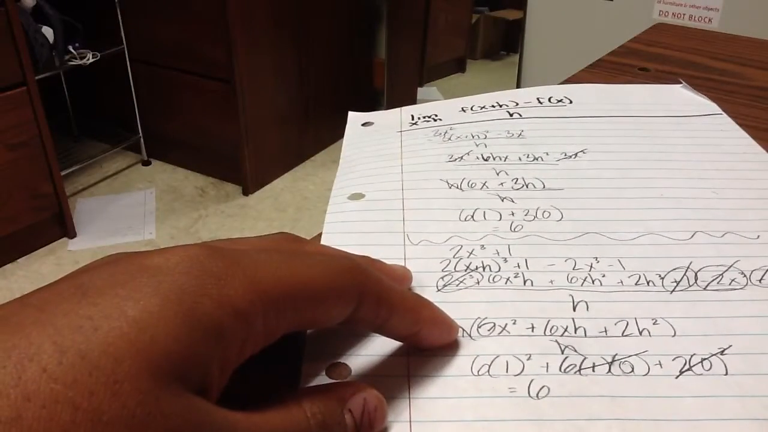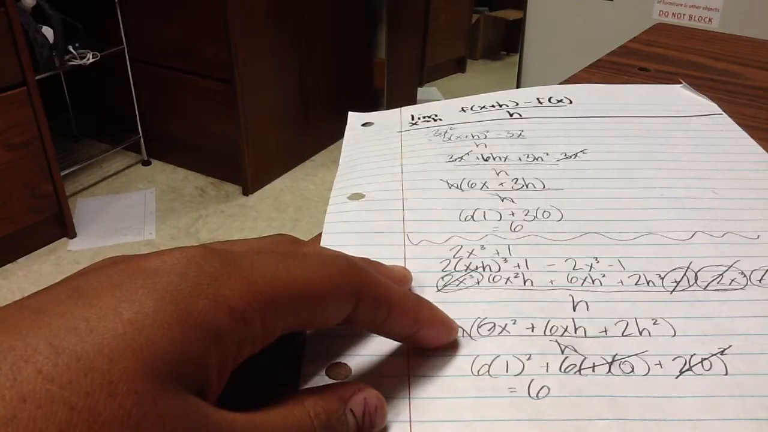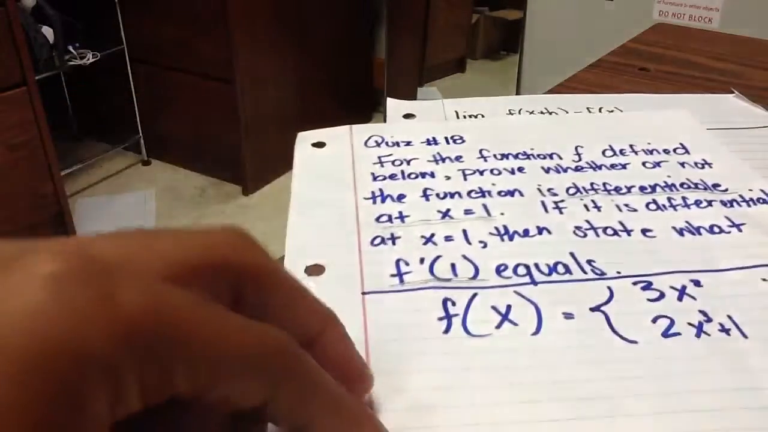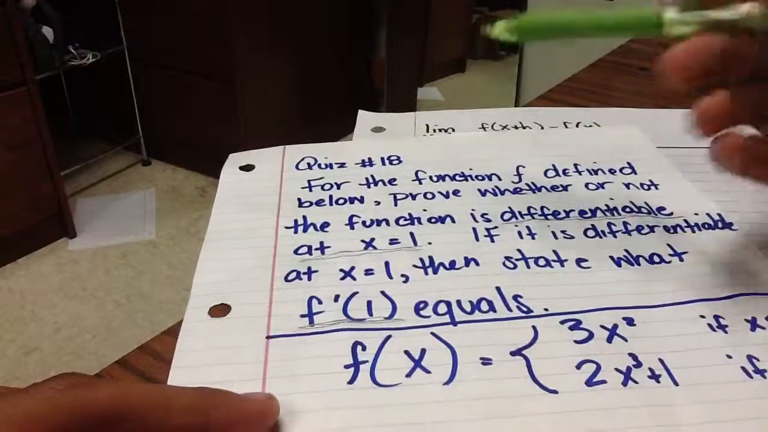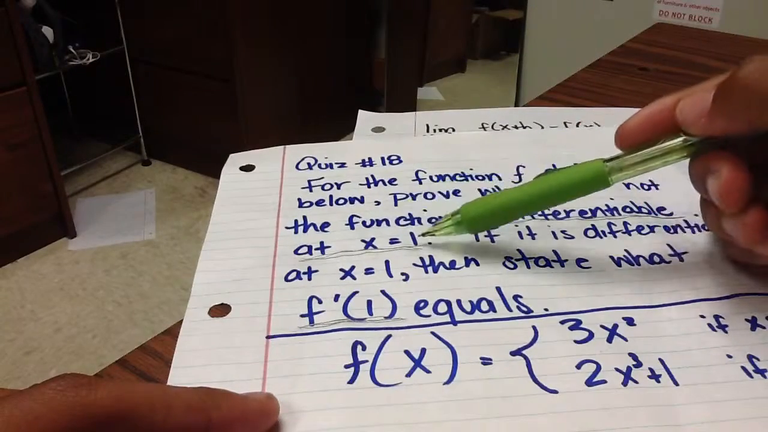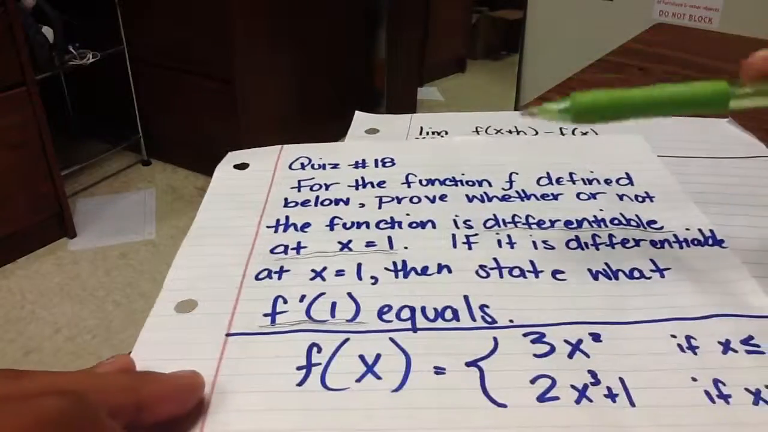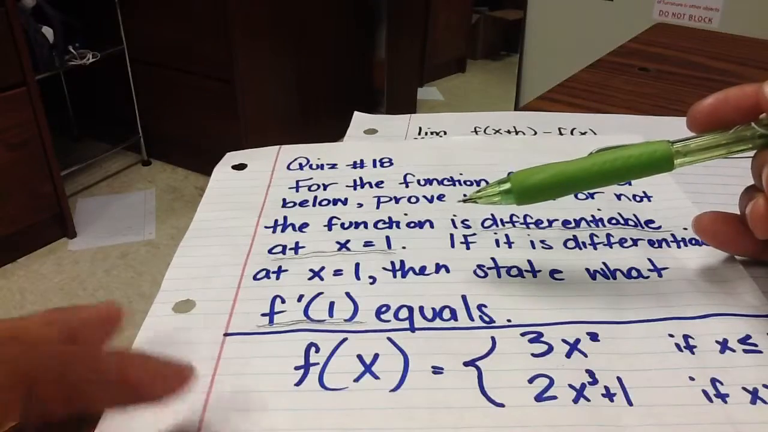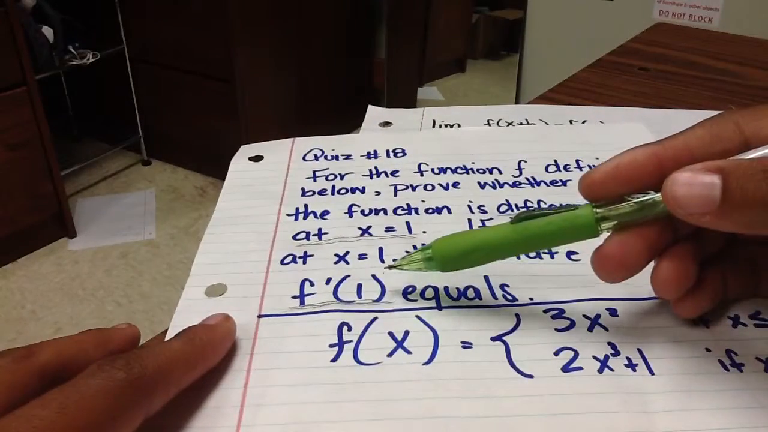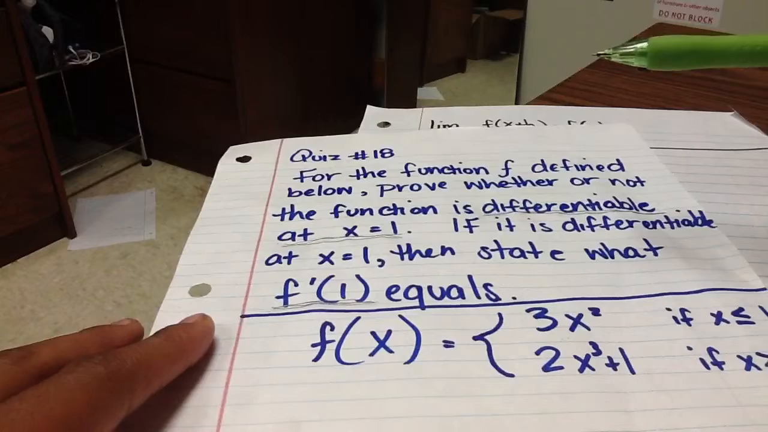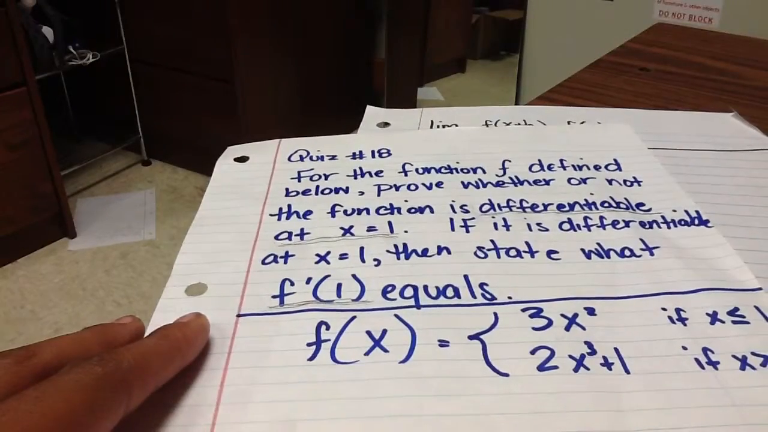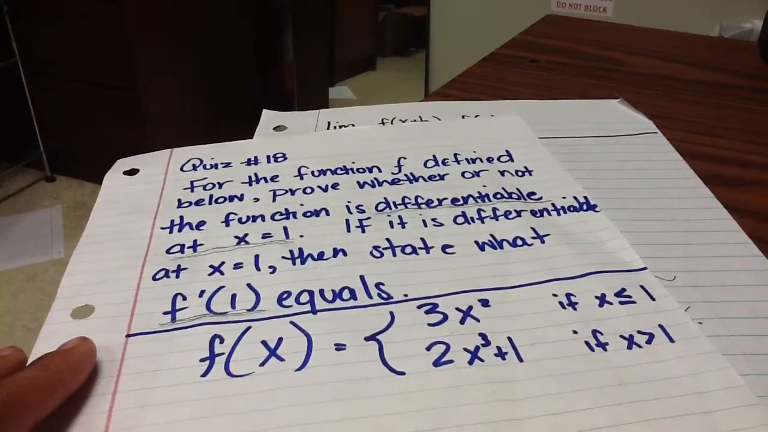And so the question again asks if it was differentiable at x equals 1. We proved that it was because the limit of the function was 3. And then we found what f prime at 1 equals, which is 6. And that's the end of the problem. Goodbye.